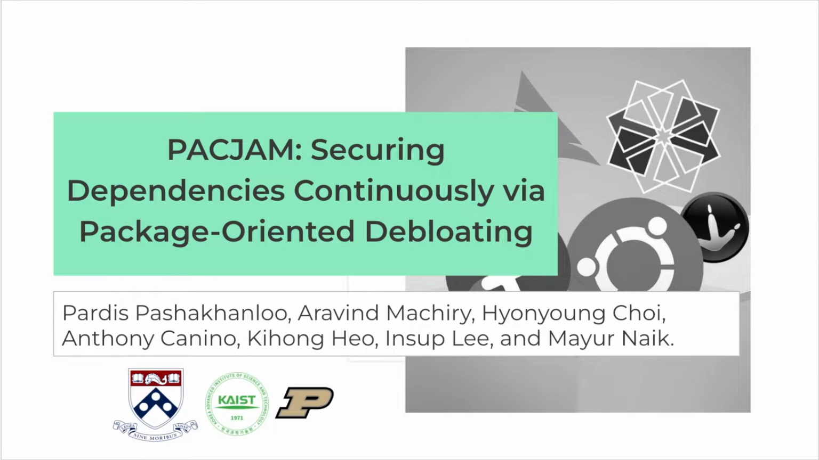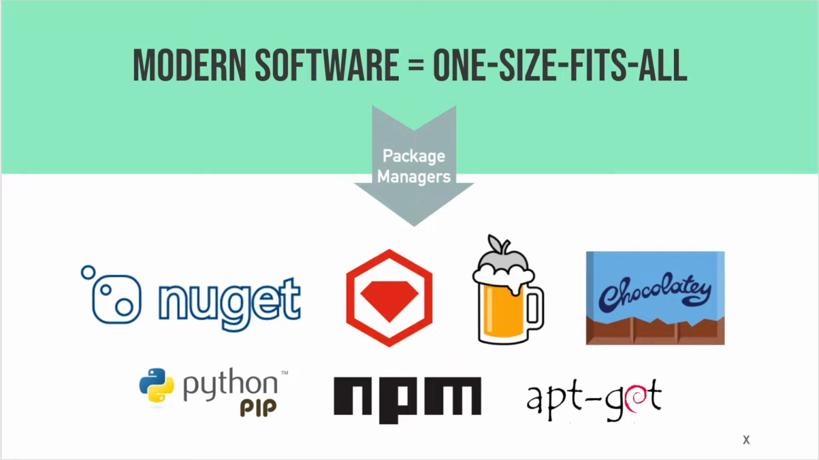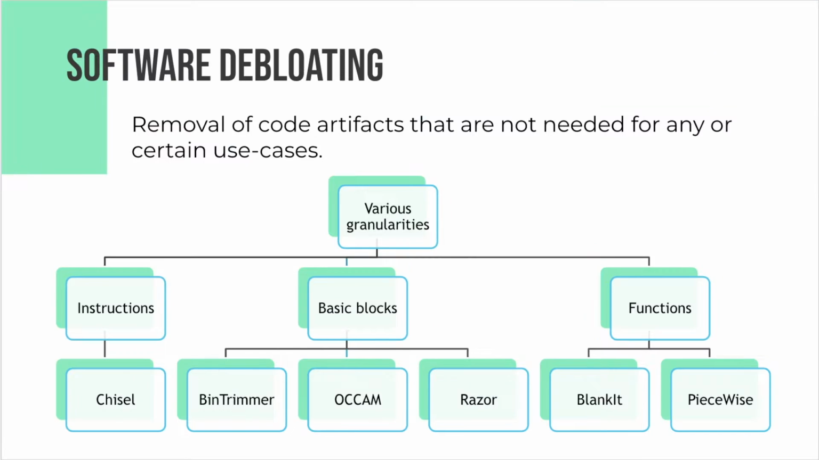Going to introduce our software debloating framework called PacJam. Modern software is built and deployed in a one-size-fits-all manner to maximize code reusability and productivity. This has made the use of software packages and package managers very common. But even though developers build software this way, different users need different subsets of features. This results in software bloat on users' machines.